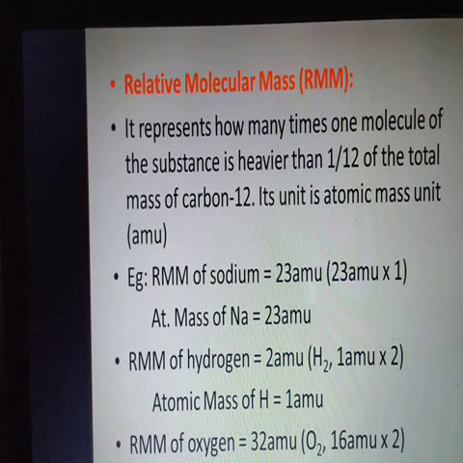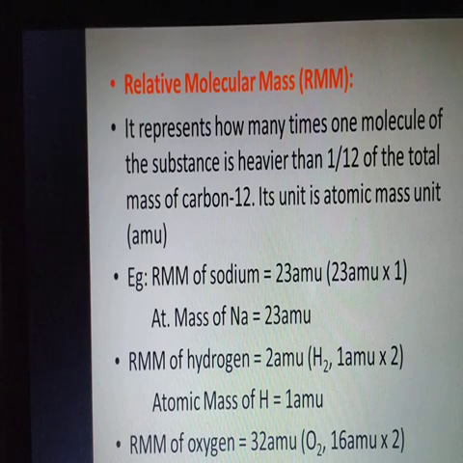For example, the relative molecular mass of sodium is 23 amu. Now you may ask, sir, why sodium, there is no molecule? With metals, the molecule and the atom are represented the same way. The molecule of sodium, do we write Na2 or Na3? No, we write only Na. Similarly Ca for calcium, K for potassium, Zn for zinc, Cu for copper. With metals we write only the symbols, and that is the molecule itself and also the atom. For that reason, the relative molecular mass of sodium is 23 amu, because there is only one atom.